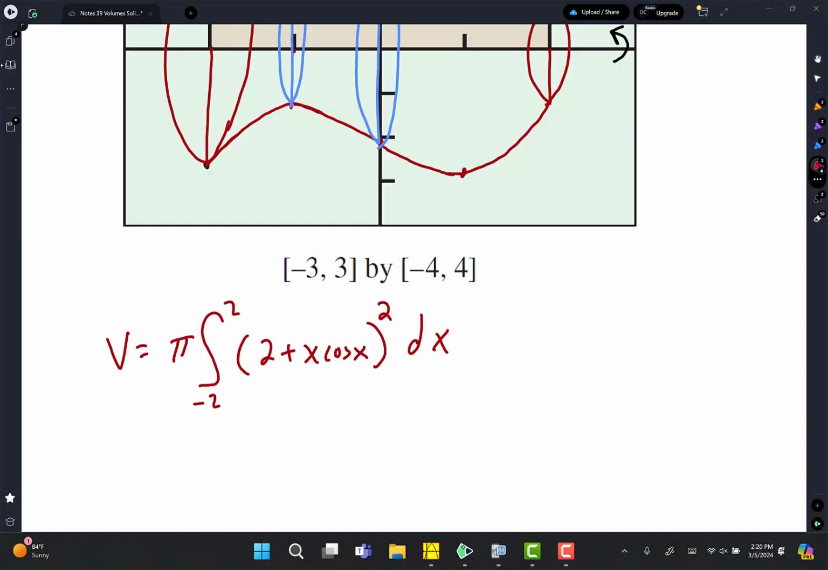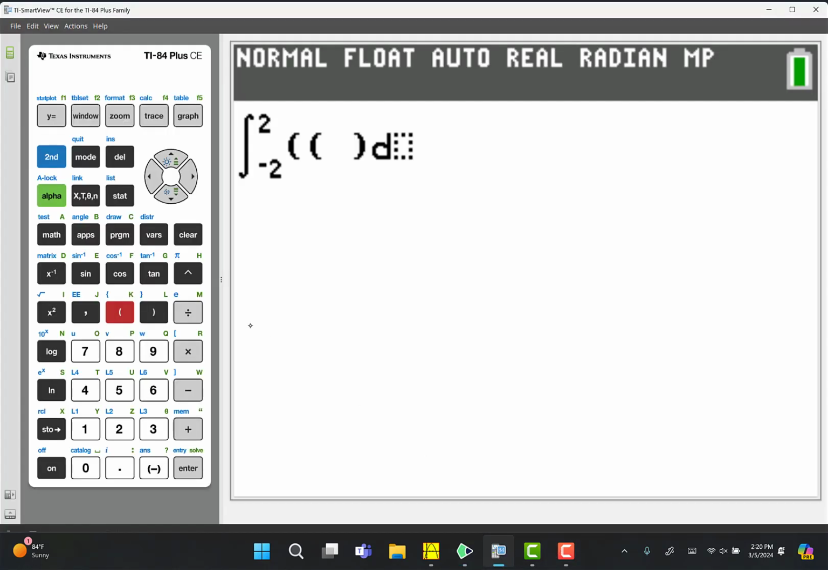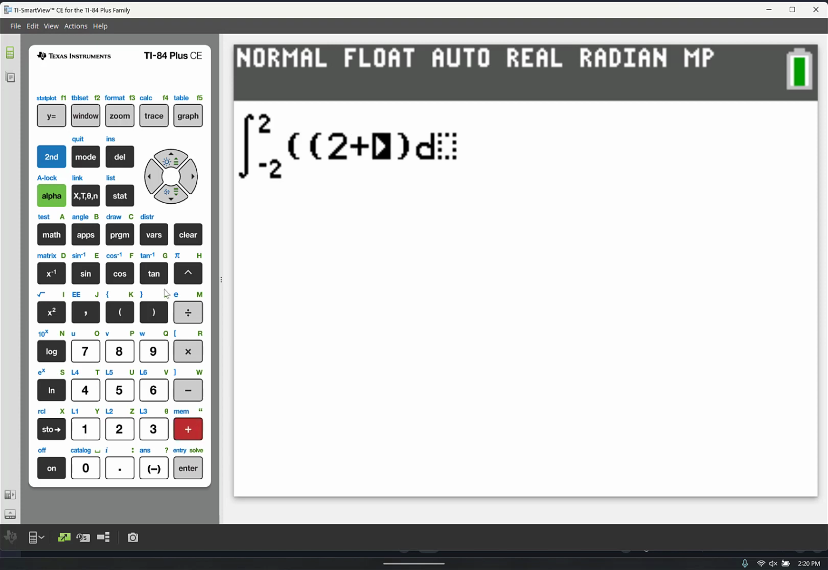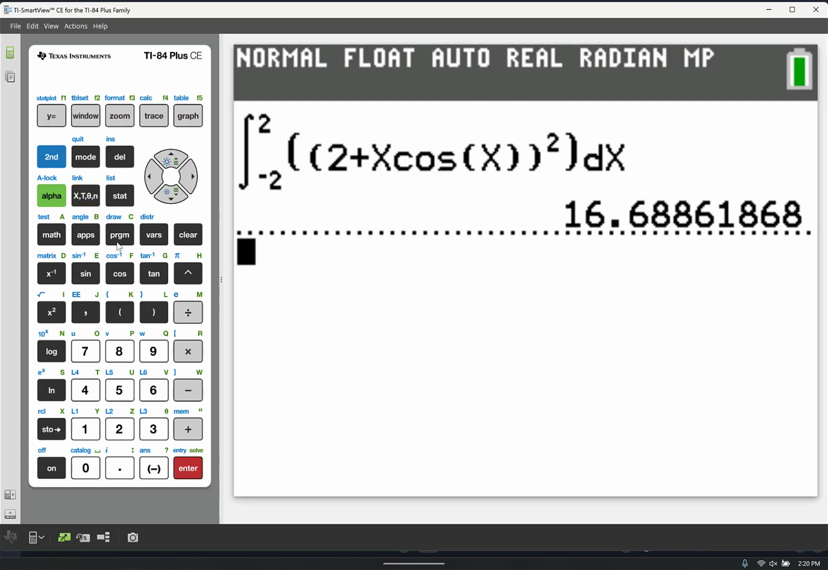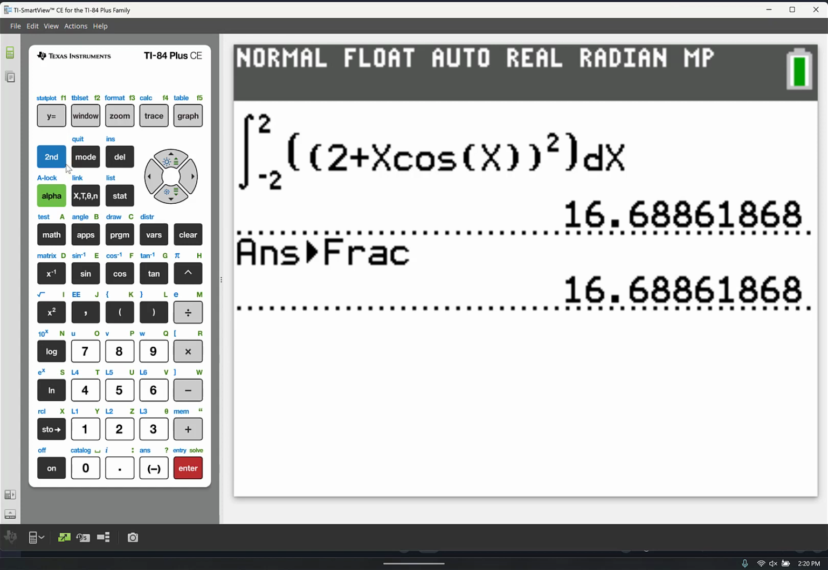Parenthesis 2 plus x cosine x. 2 plus x cosine x. Oh, there's a reason why I didn't do that. Let me see if it comes out pretty or not. You can, but no, it doesn't come out pretty. So I am going to put the pi back in there.